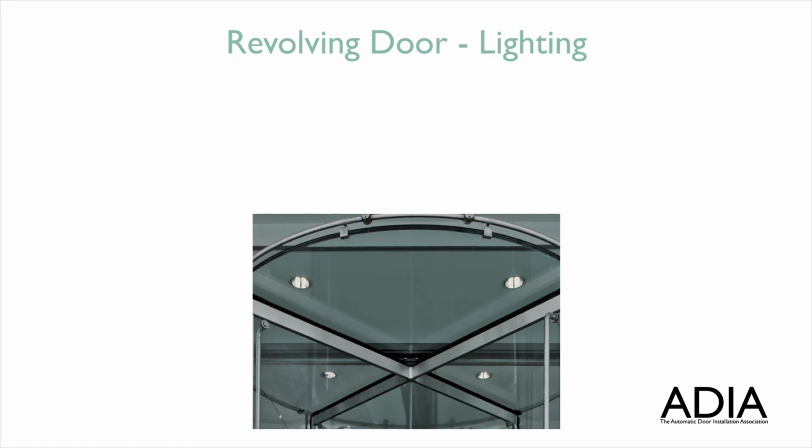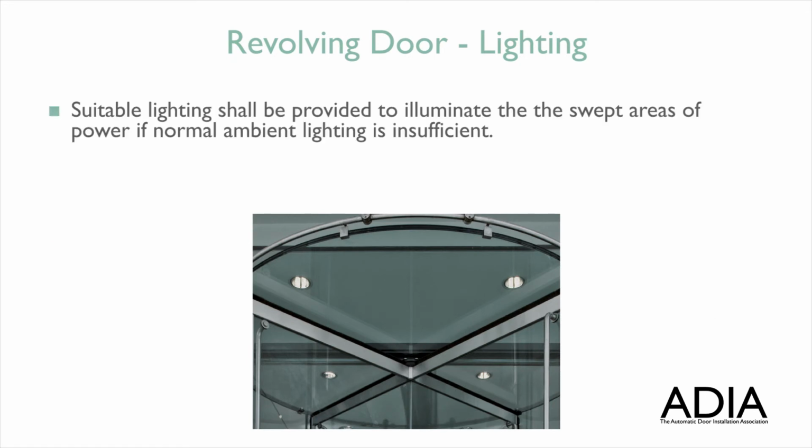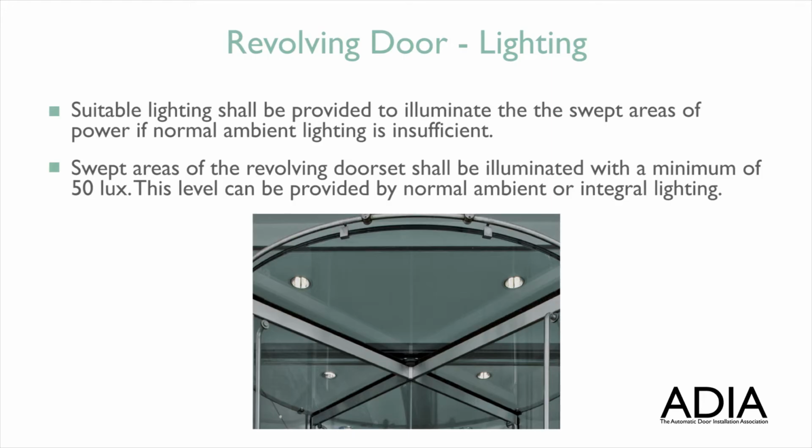Lighting. Suitable lighting shall be provided to illuminate the swept areas of power if normal ambient lighting is insufficient. Swept areas of the revolving door set shall be illuminated with a minimum of 50 lux. This level can be provided by normal ambient or integral lighting.